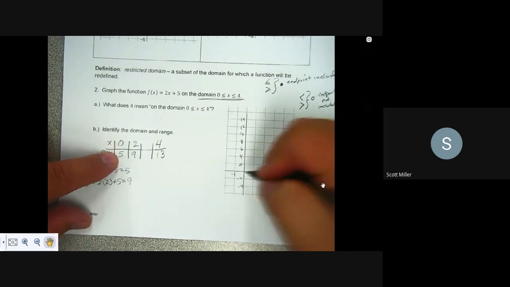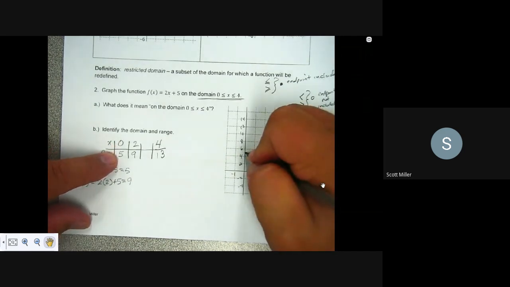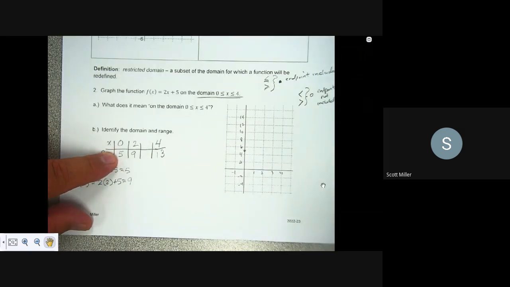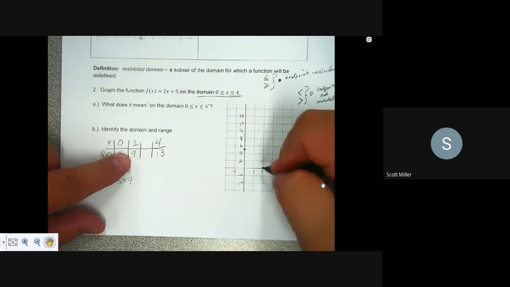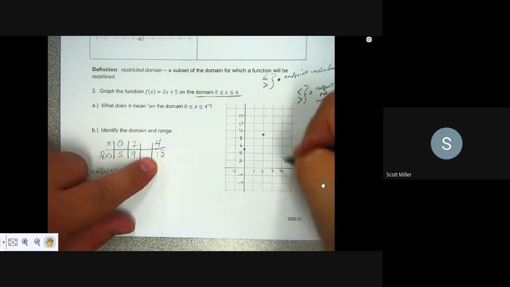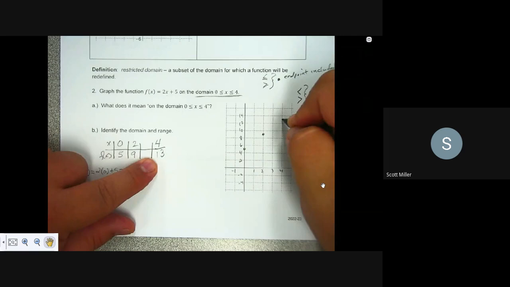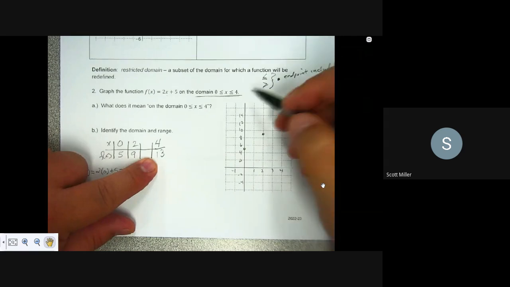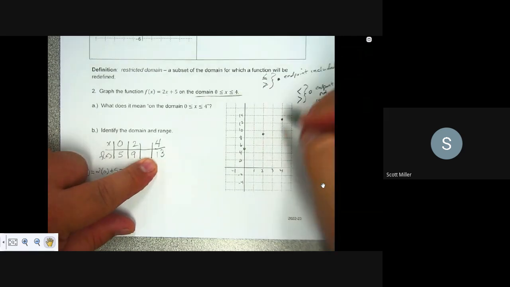0, 5. That's right about here. And it has to be a dot. Put a dot. You do 2, 9. And 4, 13. And again, at the 4, it is a dot. If it was a circle, I would have put a circle there.